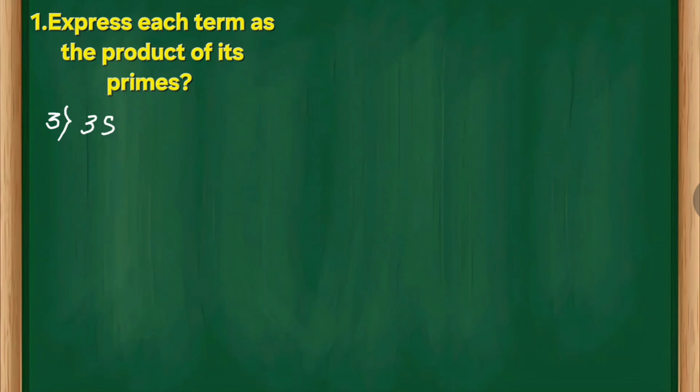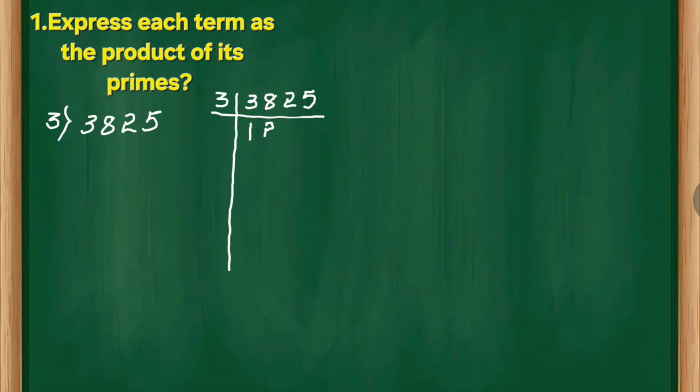Next, third question is 3825. Let us divide it by using the prime numbers. 3825 cannot be divided by 2. Let us go to the next prime number. It can be divided by 3. After dividing it by 3, we get 1275.